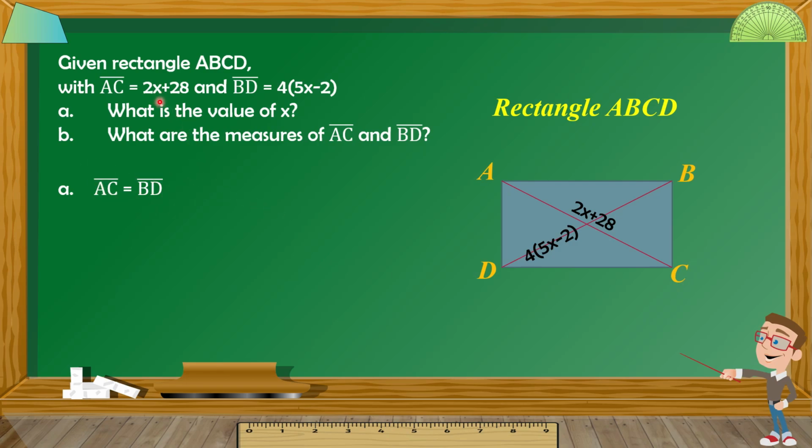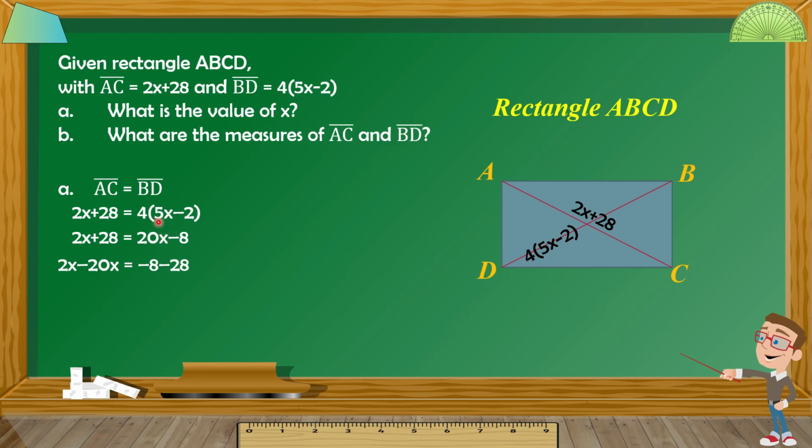Ngayon, i-substitute natin yung naka-assign sa kanila na expression. So, palitan ko si AC ng 2x plus 28 since naka-assign sa kanya is 2x plus 28, and palitan natin si BD ng 4 quantity 5x minus 2. And then, simplify lang natin. Distribute 4 sa 5x at negative 2. 4 times 5x, that is 20x, and 4 times negative 2, that is negative 8.